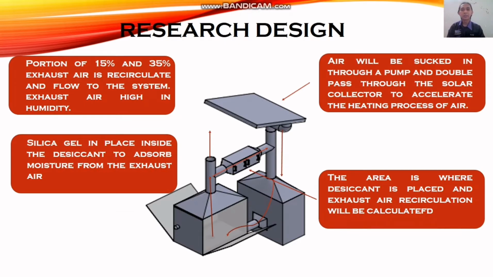Now we go to research design. The research uses a portion of 15% and 35% of exhaust air that is recirculated and flowed to the system. Exhaust air is in high humidity, so the silica gel is placed inside the desiccant here in the middle to absorb the moisture from the exhaust air. So this is the exhaust. And air will be sucked in through a pump and double pass, which is here, to accelerate the heating process of the air. And the area where the desiccant is placed and the exhaust air is recirculated will be calculated.